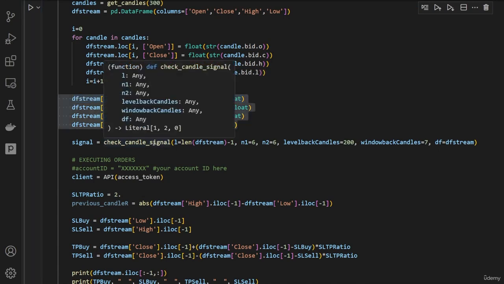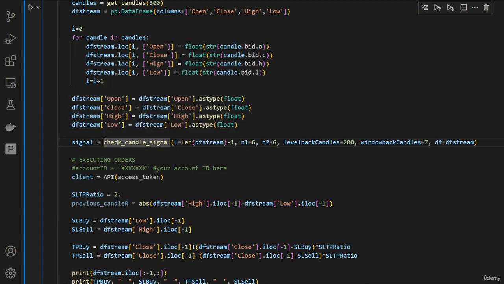And now we can generate our signal using the function check candle signal. The first argument is the candle, and for this, I'm providing the index of the last candle. So it's going to be the length of the data frame stream minus 1. That's the index of the last candle of this data frame.